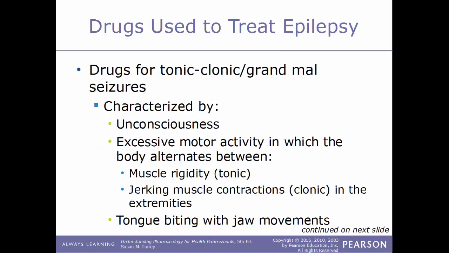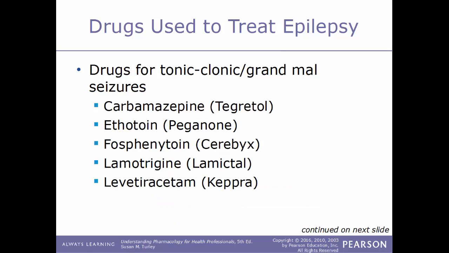When it comes to drugs that would be used to treat a grand mal seizure or a tonic-clonic seizure, these kinds of seizures are characterized by unconsciousness, having excessive motor activity in which the body will alternate between having very rigid muscles, that would be the tonic phase, and then the jerking contractions, which would be the clonic, within the extremities. So the person would go back and forth from these two extremes. And because there are such violent jerking motions, it's common for the patient to actually bite their cheek or actually bite their tongue.